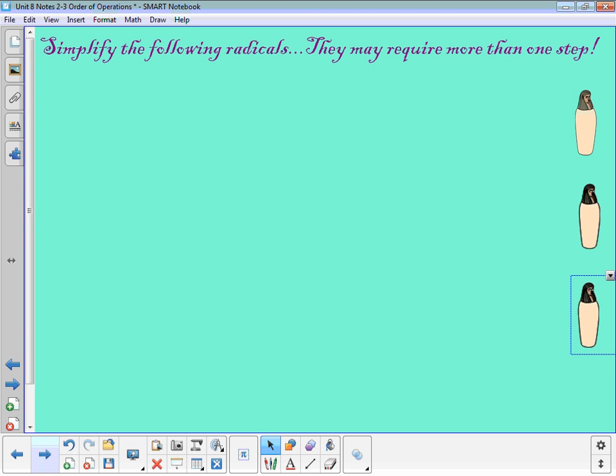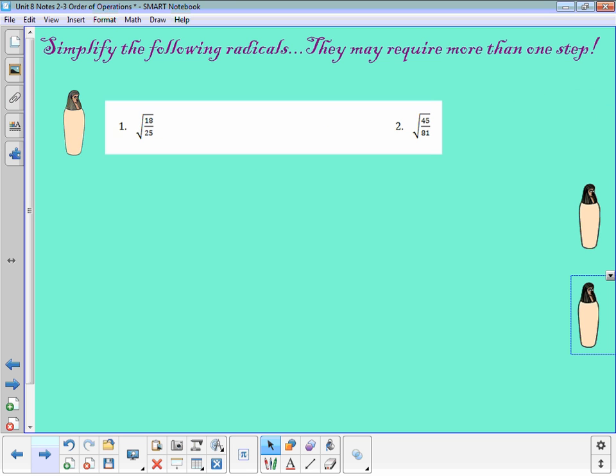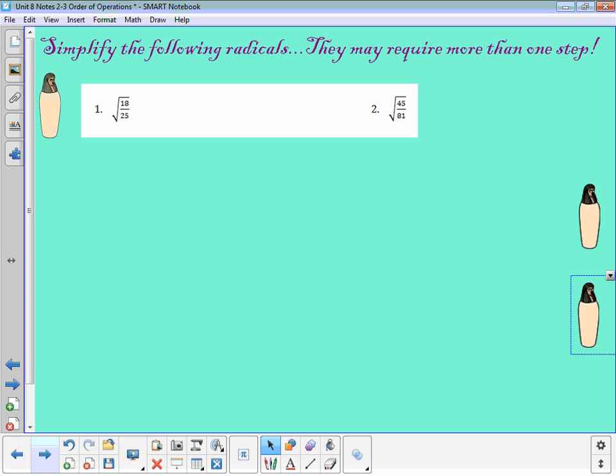Okay, so let's take a look at just general simplifying. We have all the tools, so now we're just going to throw it all together in one big hodgepodge today. First, let's start with number 1. I'm going to simplify by dividing.